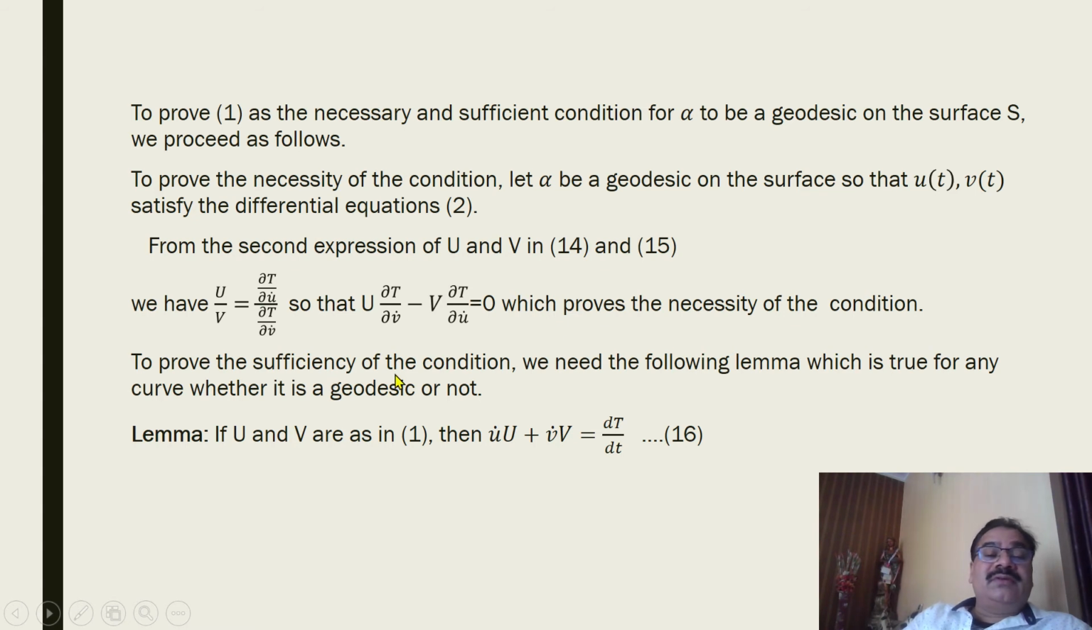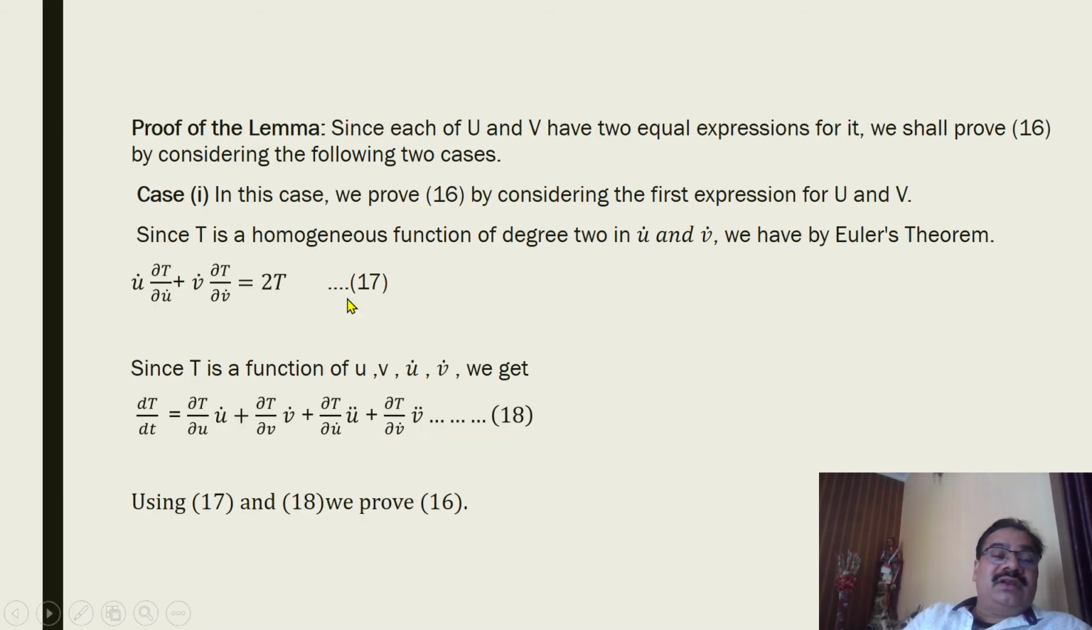To prove the sufficiency of the condition, we need the following lemma, which is true for any curve whether it is geodesic or not. That lemma is, if U and V are as in the equation 1, then u dot capital U plus v dot capital V is equal to d capital T by dt. This is equation number 16. Now, proof of the lemma: since each of U and V has two equal expressions, we shall prove 16 by considering the following two cases.